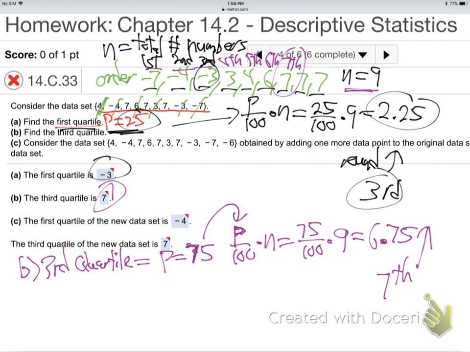Is that good? Part C, it's more of the same. I'm going to move on because we got a lot to cover. Questions before we move on? So P over 100 times N, have that on your 3x5 card. It'll be worth 1,000 points.